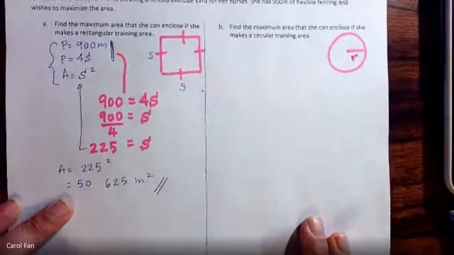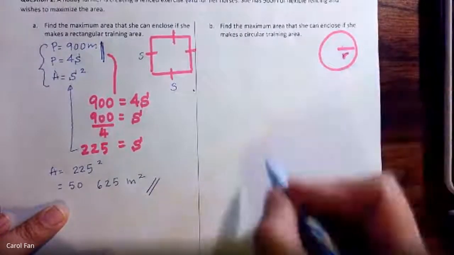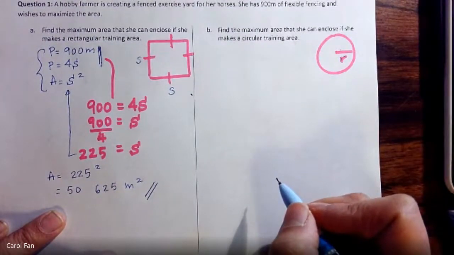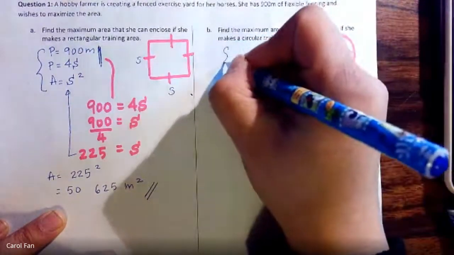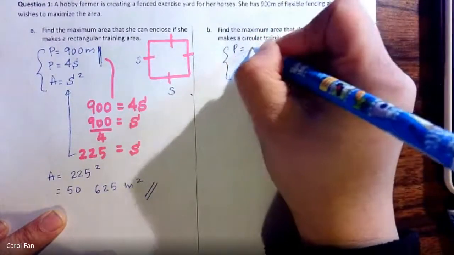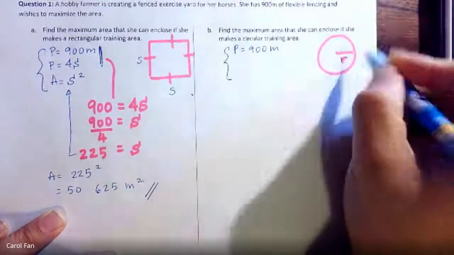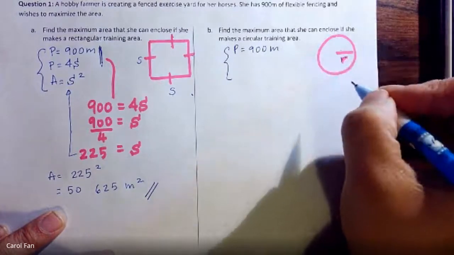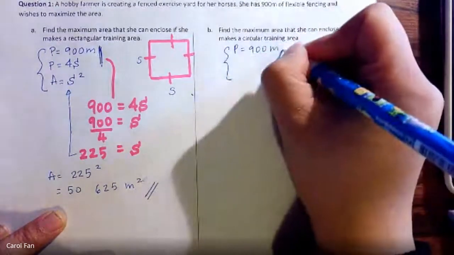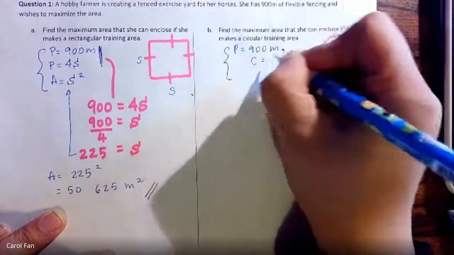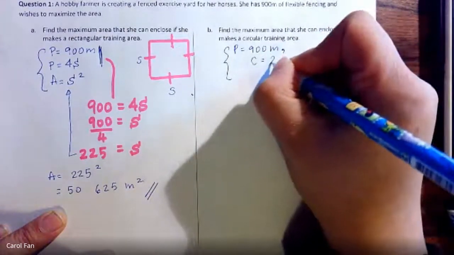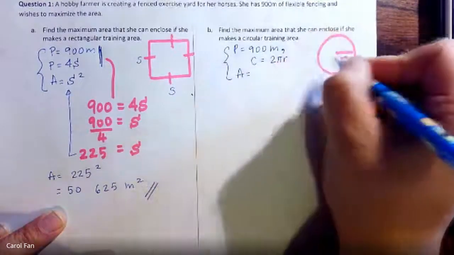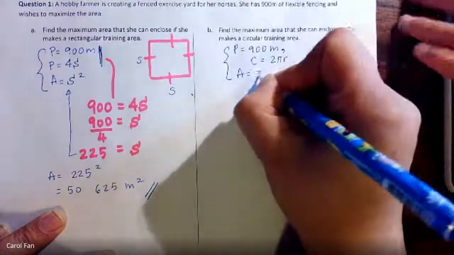Now let's look at our second one. The second one is a circle. Once again, I'm going to put the equations that I have for the perimeter and the area. So we know that the perimeter is equal to 900 meters. And we also remember that the special name for the perimeter of a circle is called circumference. So perimeter is 900 meters, and the circumference of a circle is 2 pi r. The other thing I know is the area of a circle. Area of a circle is pi r squared.